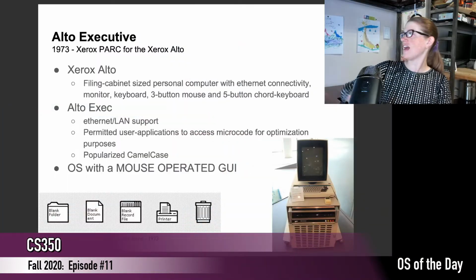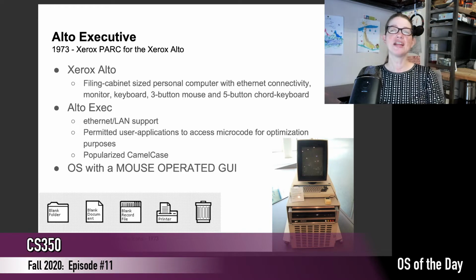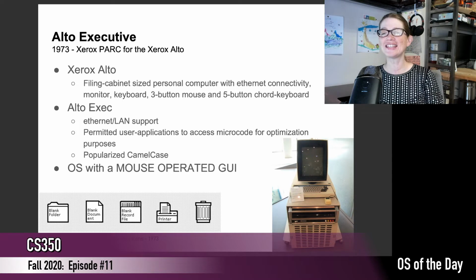So first, let's talk about the OS of the day. Now, this operating system is one which I'm going to assume the majority of you have never heard of, and yet it has played a very important role in where we are today in terms of operating system design and development. So this OS is called Alto Executive, and it was released in 1973. Now, when I say released, if you're thinking it was some kind of major commercial release, I wouldn't really say that's accurate. This is a product of a place called Xerox PARC, and the machine that this operating system was released for is called the Xerox Alto.